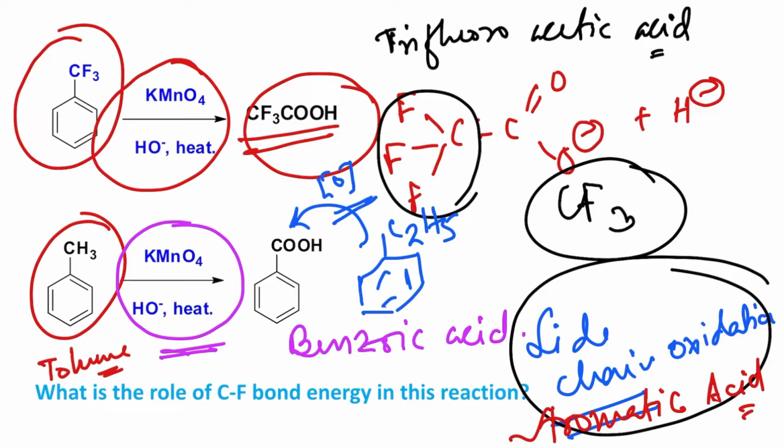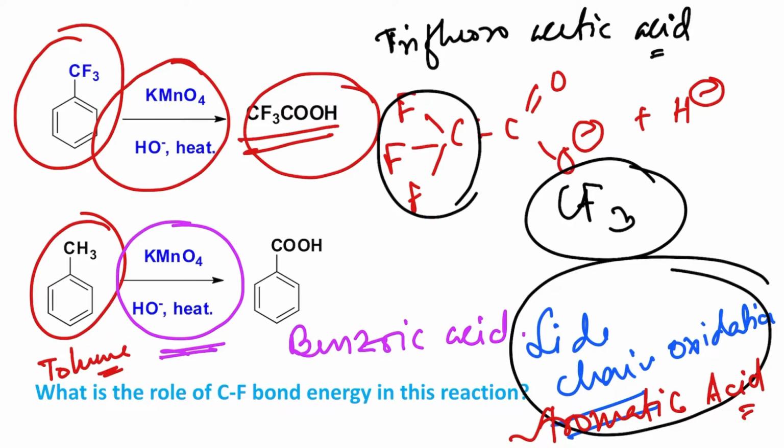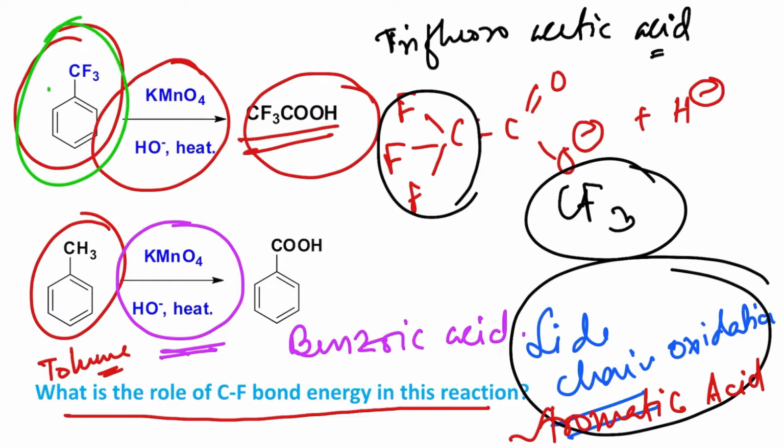Now the question is, why did this reaction happen? We have understood side chain oxidation, but in this fluorine derivative, what is the role of the CF bond, or the bond energy of the CF bond? In this case the CF bond didn't break, but if you look at this molecule very carefully, the other part is broken. The carbon fluorine bond is one of the strongest covalent bonds. That's why it doesn't break here. Instead, the aromatic ring is broken.